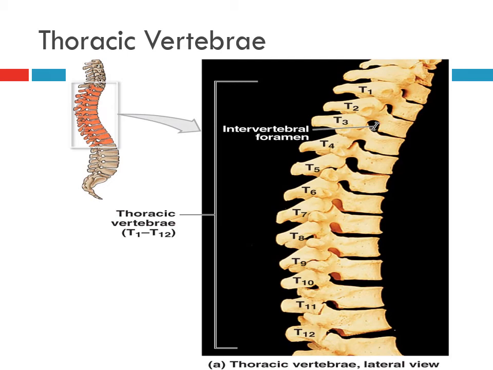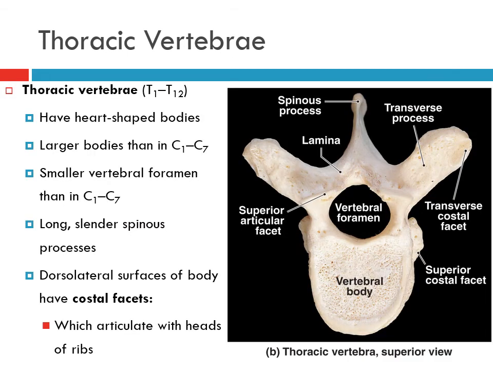Thoracic vertebrae are next. You have 12 thoracic vertebrae labeled T1 to T12. Thoracic vertebrae have heart-shaped bodies like that. They have a larger body than the cervical vertebrae because they're beginning to hold more weight, but they have a smaller vertebral foramen because the spinal cord gets smaller in the thoracic region, and then it continues to decrease in size as you go down the spinal column.